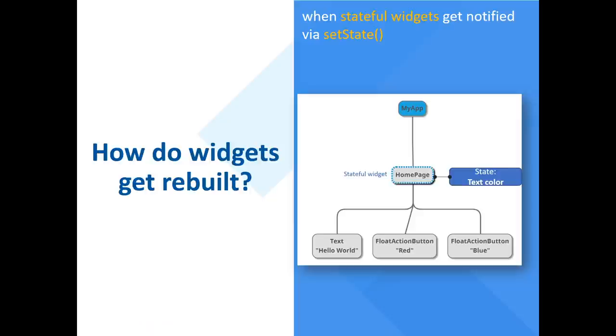So an example here, later on we are going to see this. Okay, home page is a Stateful Widget, and then the floating action button here notifies the home page indirectly. Basically it's not direct because the setState belongs to the State, not the widget itself. So when the floating action button notifies the home page via setState, that means the home page will also get rebuilt. And again, since it is a parent widget, it will also rebuild the children.